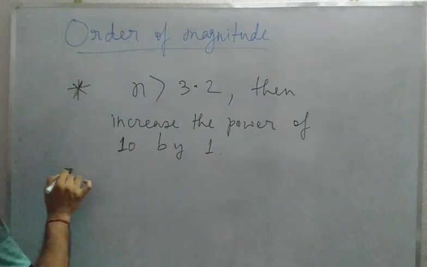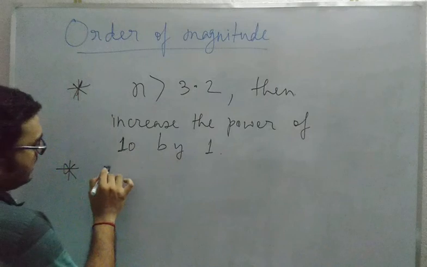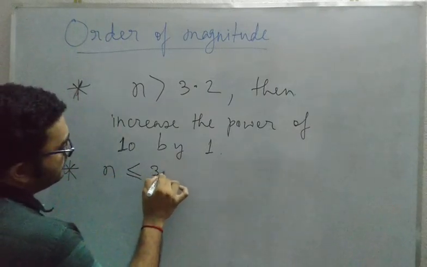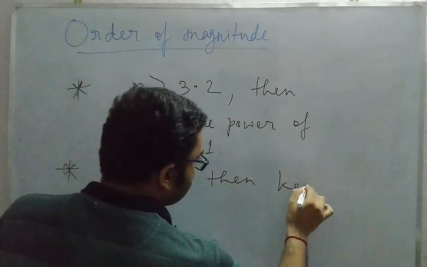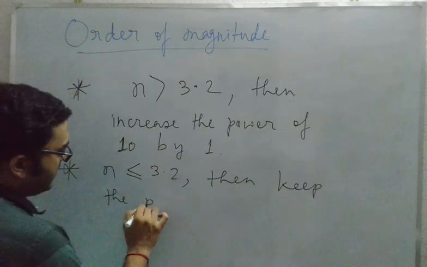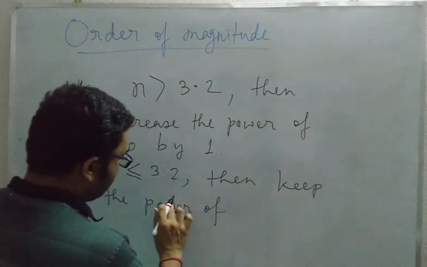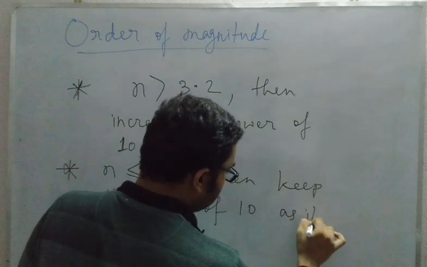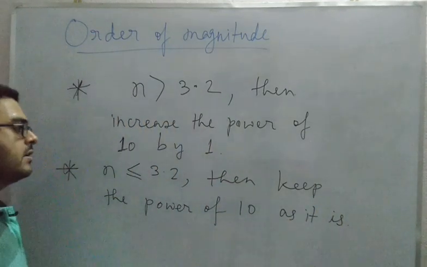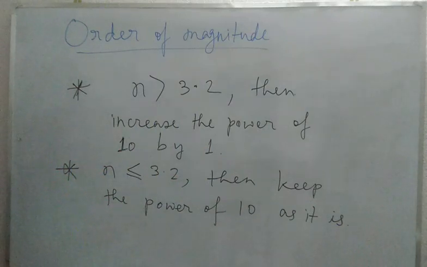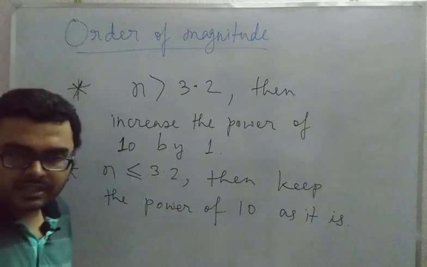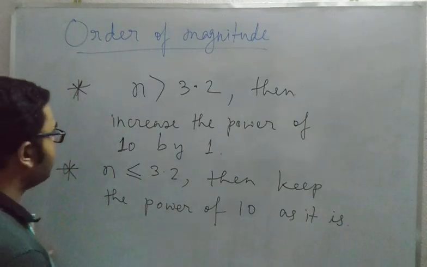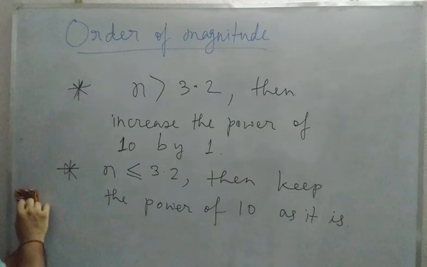And if n is less than or equal to 3.2, then keep the power of 10 as it is. Okay, so please remember these two rules, that if it is more than 3.2, then increase the power of 10 by 1, and if it is less than or equal to 3.2, just keep the power of 10 as it is. I'll just briefly take one example now. I think you have noted it down. If not, please pause the video and note it.